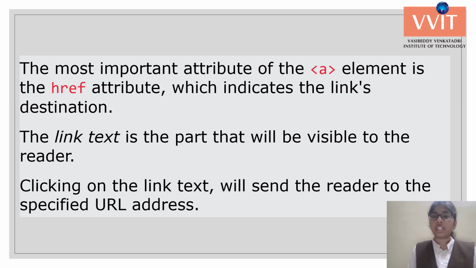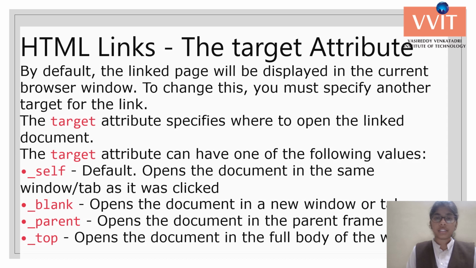Now let us discuss the target attribute, which is one of the main concepts in hyperlinks. By default, when a link is opened, it will be displayed in the current browser window. To change this action, we specify another attribute known as the target attribute. Using this target attribute, we specify where to open the linked document. There are four values in target. They are self, blank, parent, and top.